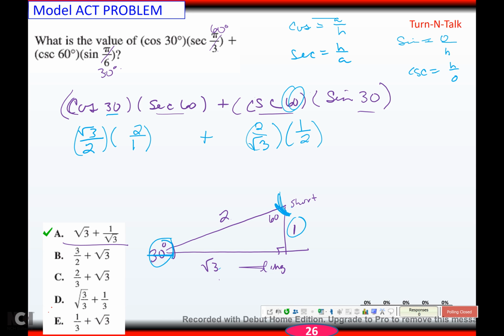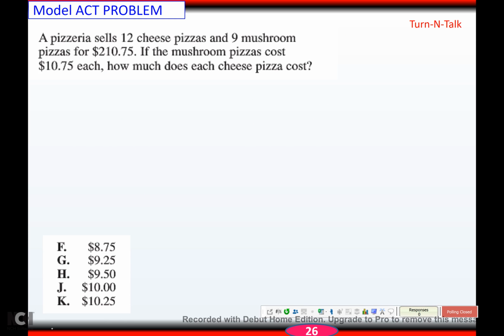Now I can finally distribute and combine my terms. This is going to be 2 square roots of 3 over 2. This is going to be 2 over 2 square roots of 3. Right? Well, what do I notice? Those cancel and those cancel, which leaves me the square root of 3 plus 1 over the square root of 3. Okay, and that would be my solution. All right, try this one. Hit pause. Come back when you're ready.